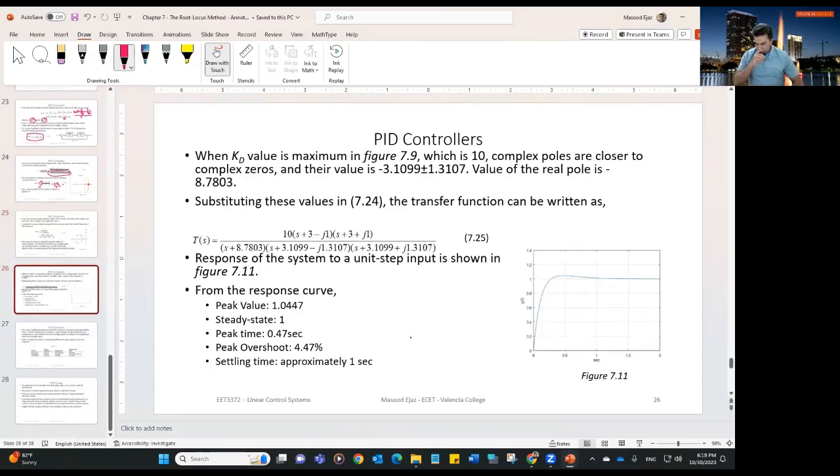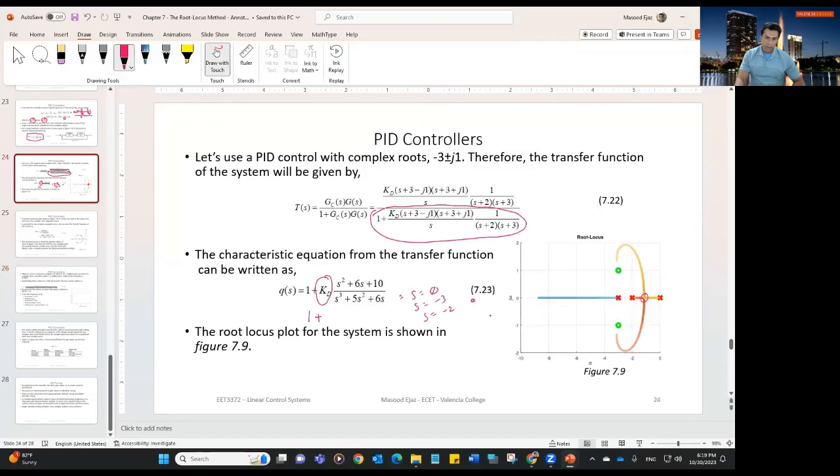So let's see how the response, the output of the system, is going to look. When KD value is maximum, so I gave the maximum value of 10 in my program. Of course, if you use R-locus X, you can find the other maximum value, because mine is still going towards 0. So when K was 10, you have the roots right over here. This is for K equal to 10. I can increase that value and it's going to move further towards the 0.